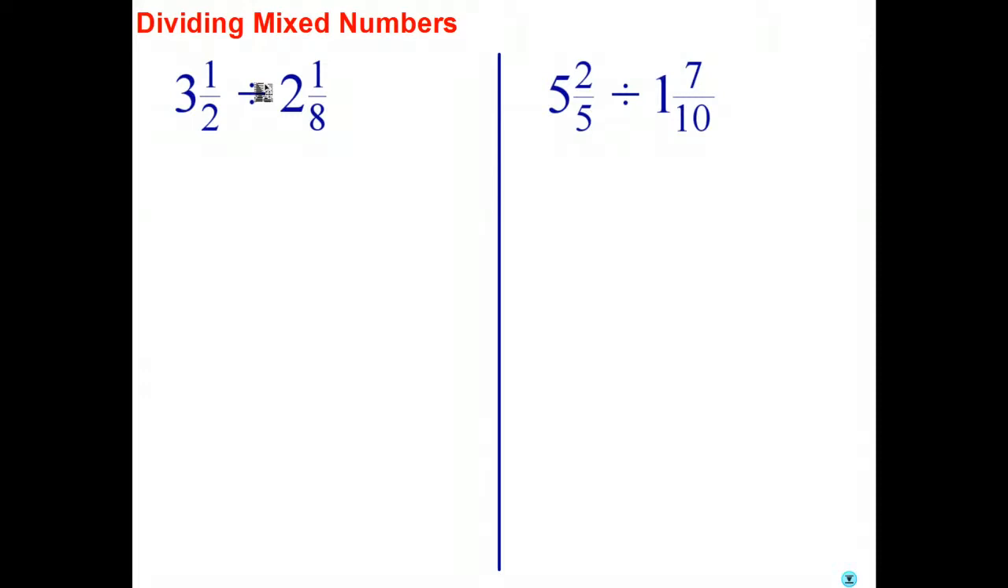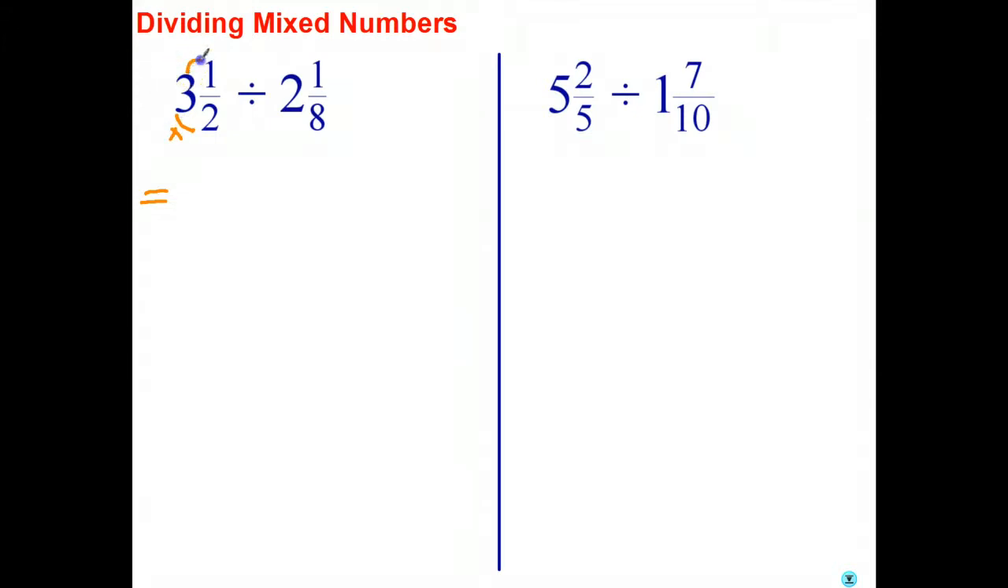So we're going to start the same way. We can't divide mixed numbers as they are. It's just impossible to do it using fractions. You could convert them to decimals and do it, but we're trying to do it using fractions. So the first step to dividing mixed numbers is to get improper fractions. So we're not trying to divide the mixed numbers, we're dividing improper fractions.